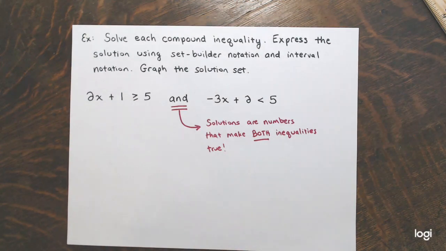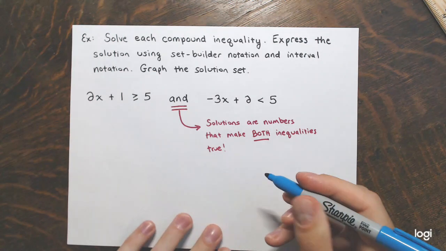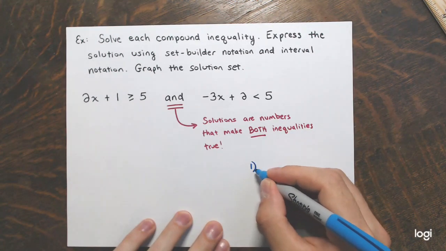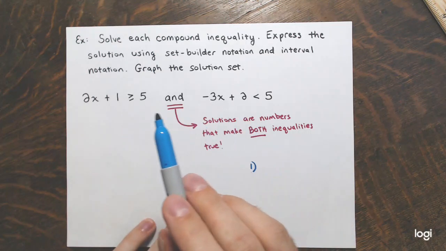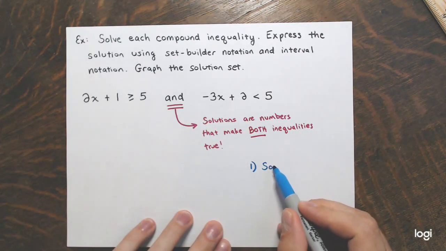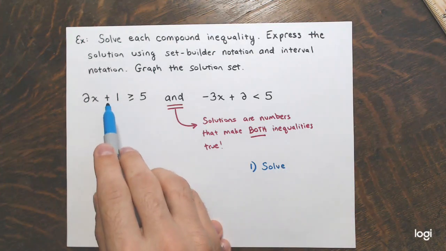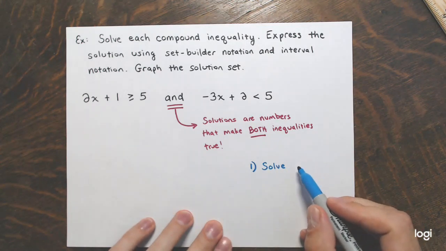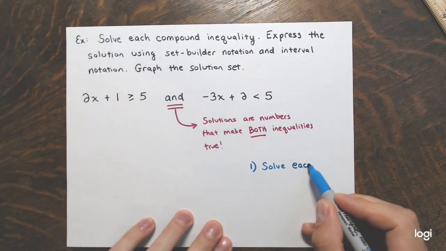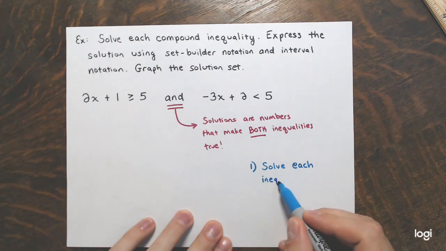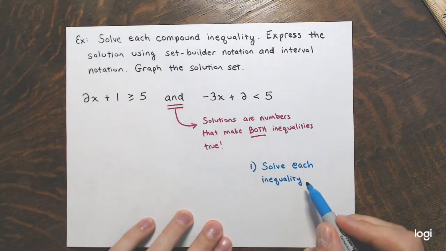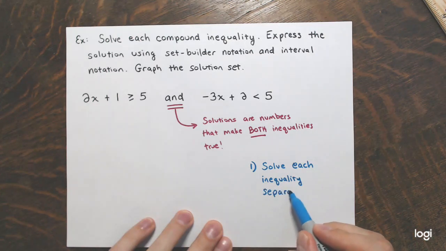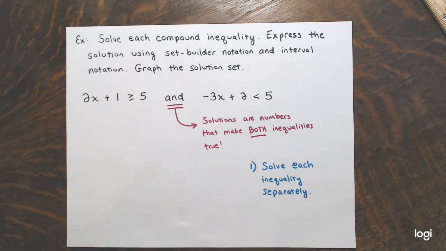Alright, so that's what you're going to be looking for when you see the word "and" making a compound inequality. Here are the steps we're going to follow. First, we solve each inequality separately. I'll find the solutions to this first inequality and all the solutions to this second inequality. We'll do that separately. So solve each inequality separately. I'll do that here in this little space, and I'll bring a second page in when we run out of room.